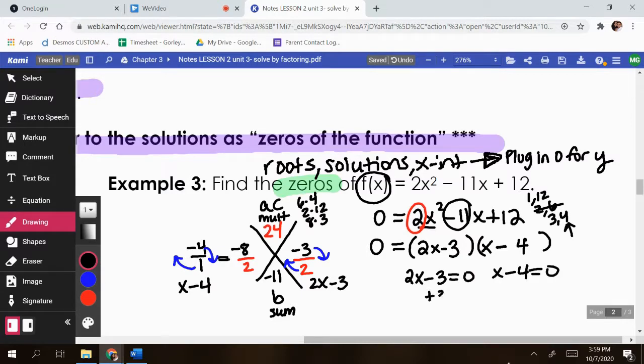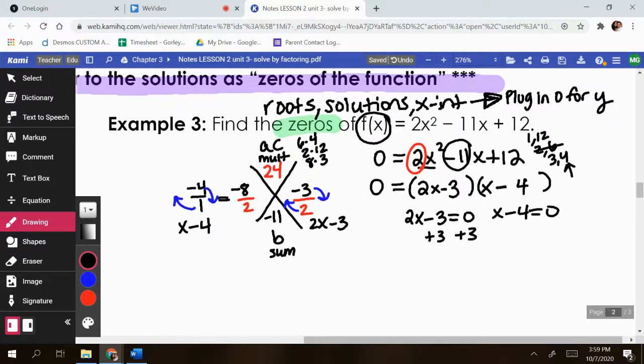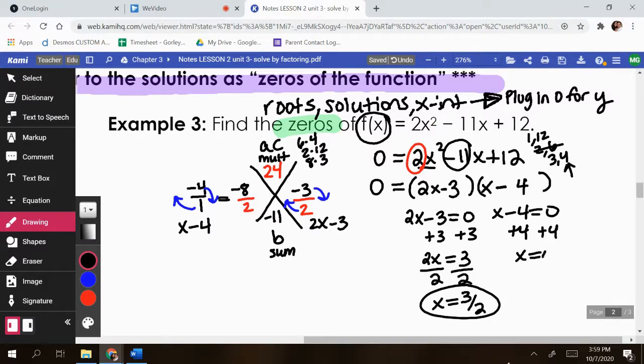So here if I add 3 to both sides, I would end up with 2x equals 3. Divide by 2, we get x equals 3 halves. Here if I add 4 to both sides, we get x equals 4.